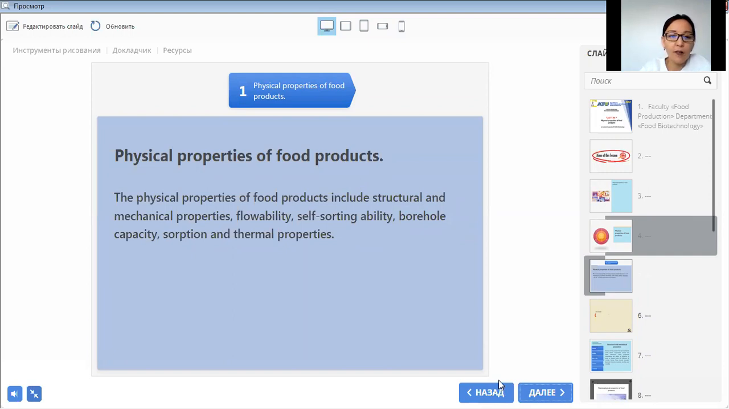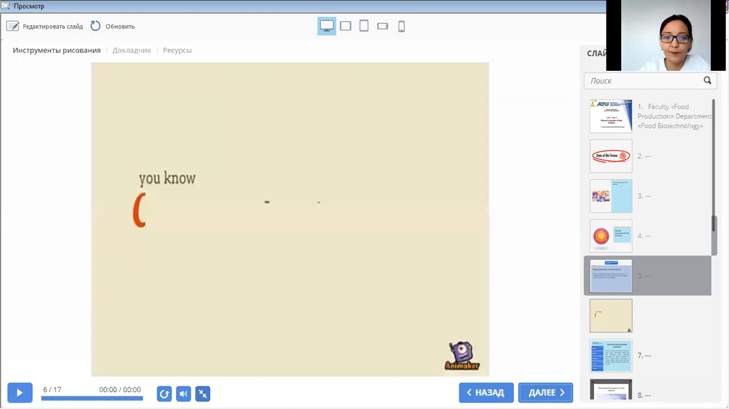Next, about the physical properties of food products. The physical properties of the products include structural and mechanical properties, such as solubility, self-storing ability, body hold capacity, sorption, and the thermal properties.